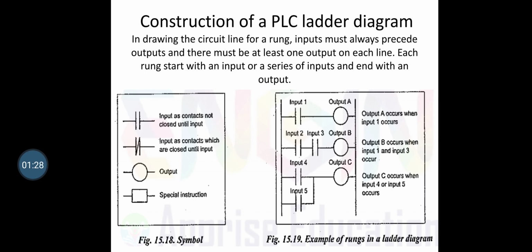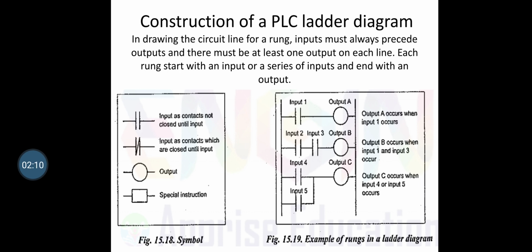On the left hand side, see the symbols used in the ladder diagrams, that is the input switch, normally open contacts, closed on input. Next one is the input switch normally in closed condition, and next to that the output, and the final one is the special instructions. The right side shows the rungs in a ladder diagram. It shows the two vertical lines, which are the power supply lines. In between them, the horizontal line is the rung.